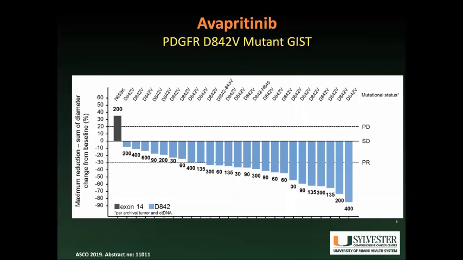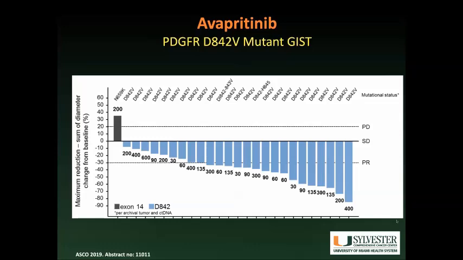So this is cumulative data that was presented at ASCO, and what this shows, you see a bunch of blue bars. These blue bars, when they go down, that means the tumor is decreasing in size. When the bar goes up, that means the tumor is increasing in size. And so the only patient who had a tumor increase in size was the patient with the gray bar who did not have a D842V mutation. It was a different mutation called 659.